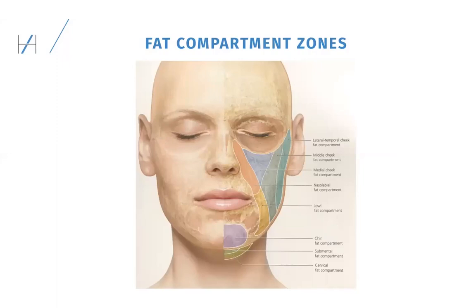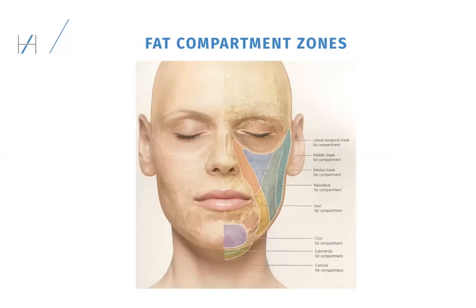More medially to that, you've got your nasolabial fat pad, which is of significant interest, purely because it's one of the fat pads that ages a little differently compared to the other ones. And then below that, you've got the jowl fat compartment as well. So this is layer 2. This is your layer 2 fat compartments.